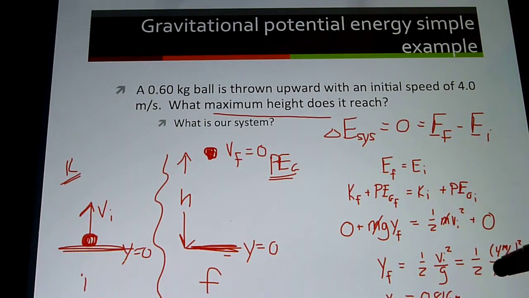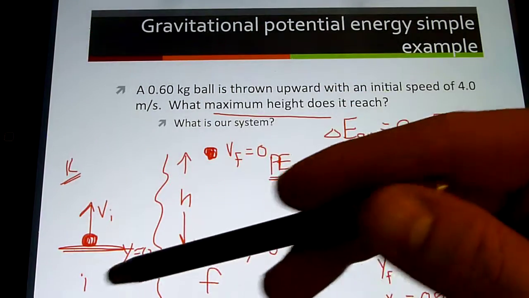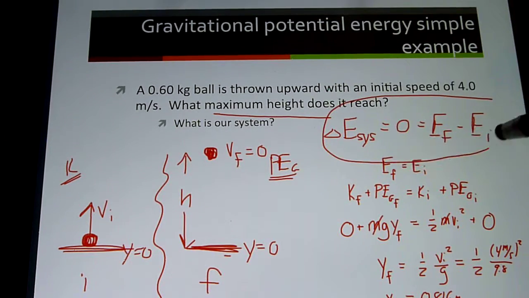Now, I could have solved this problem using kinematics. Note how this solution approach doesn't involve time at all. I would need to either find time or use an equation that used time if I wanted to use chapter 2 ideas to solve this. Energy is usually a lot more straightforward, especially when I don't care about time. I only care about what my system looks like initially, what my system looks like finally, and using the idea that energy is conserved, it allows me to calculate something of interest for my system.